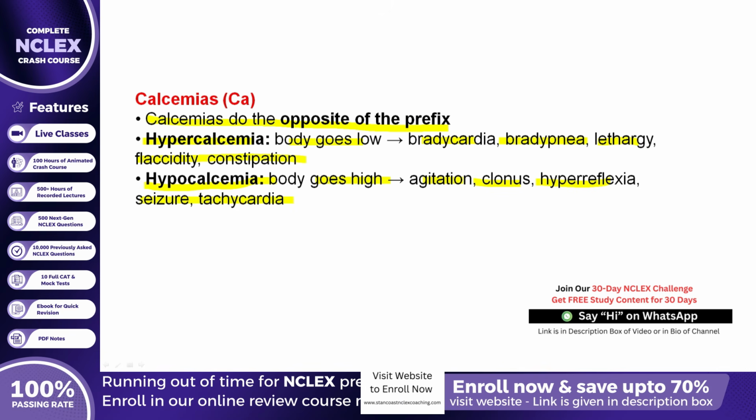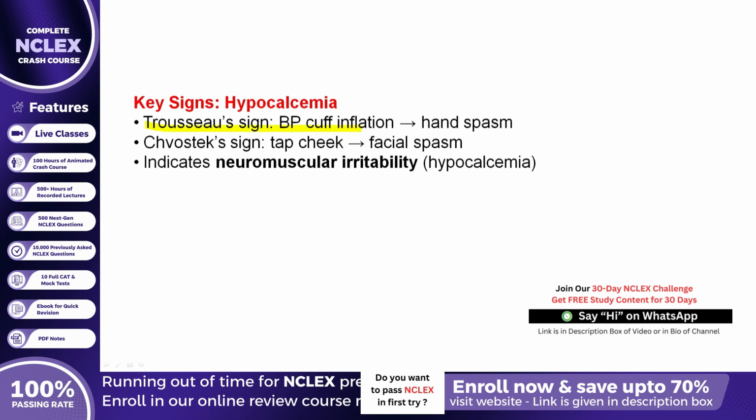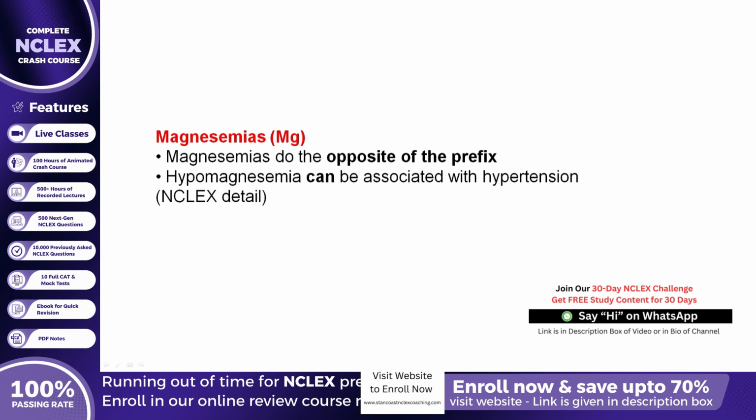Trousseau's sign is elicited when you inflate the blood pressure cuff and it produces a characteristic hand spasm. Chvostek's sign is elicited by tapping the cheek and causes a facial spasm. Both of these signs indicate neuromuscular irritability due to hypocalcemia. With magnesemias, remember that the magnesium level behaves opposite to the prefix. Hypomagnesemia can be associated with hypertension.